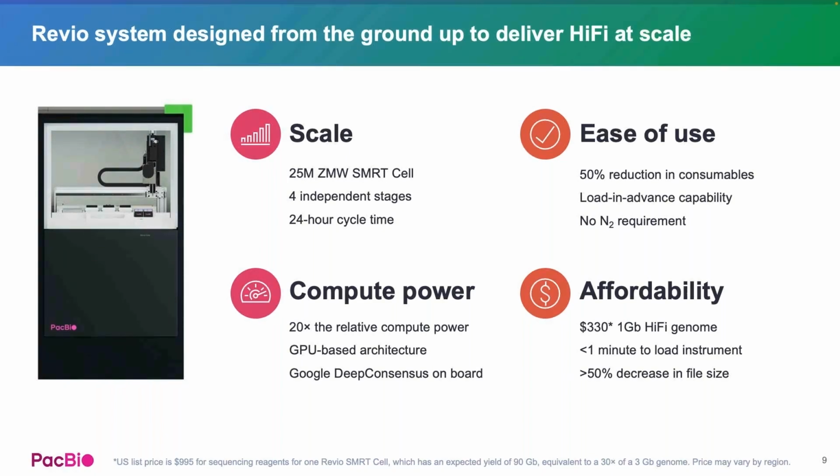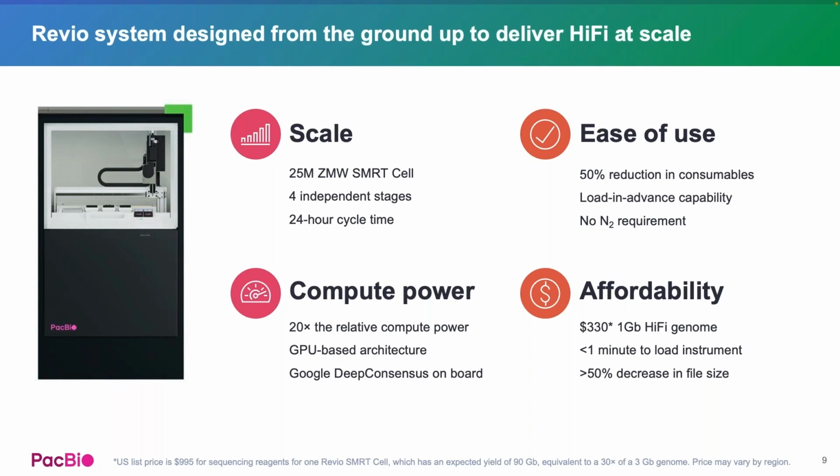As far as ease of use goes, it's a 50% reduction in the consumables that go into the actual sequencing, has load and go capabilities, and importantly, there's no longer a nitrogen requirement. For compute power, we have increased the relative compute power by 20 times. This is now a GPU-based architecture, and it now has Google DeepConsensus on board to assist with the computation.